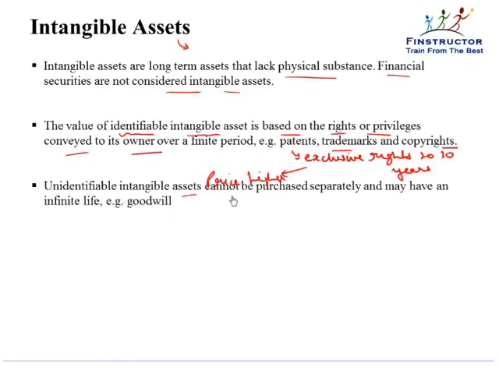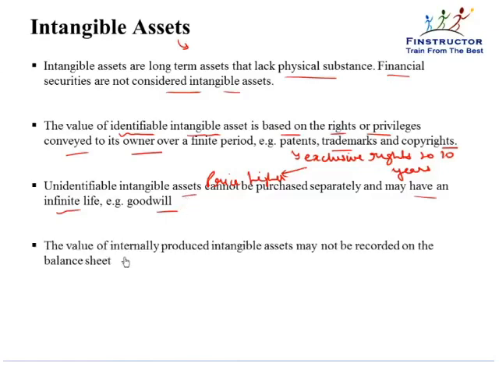Unidentifiable intangibles cannot be purchased separately and may have an infinite life. So a very common example is goodwill. We will study goodwill in later slides and also in the review of long-lived assets. Goodwill, trademarks, copyrights can also be internally produced, guys. So my own research and development or my own research team also produces these assets. But please remember that accounting intangible assets can only be recorded when acquired. So internally generated intangible assets may not be recorded on the balance sheet.